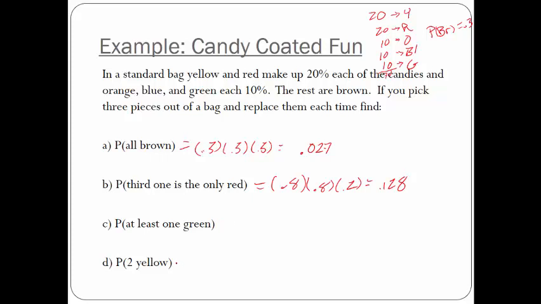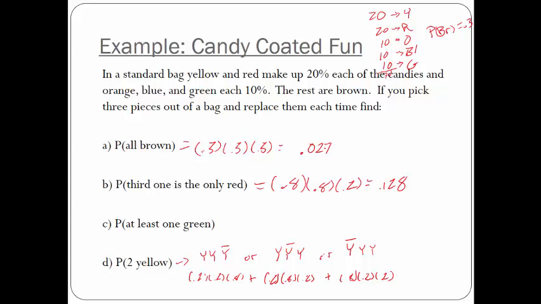2 yellow. Now the trick here is we could get yellow, yellow, not yellow, or we could get yellow, not yellow, yellow, or we could get something that's not yellow followed by 2 yellow. The thing of it is each one of these is the same probability. We're just going to add them all together. So the probability of yellow was 0.2, 0.2, that's 0.2 times 0.8 times 0.2, 0.8, 0.2, 0.2.